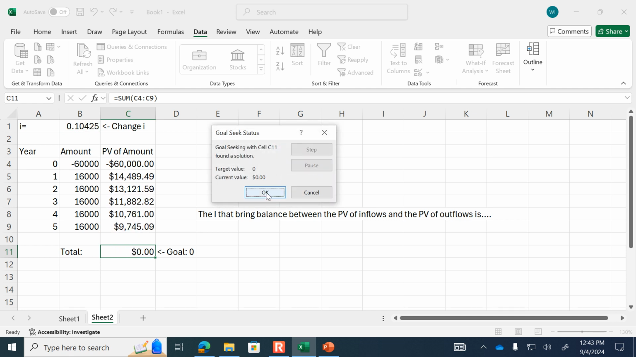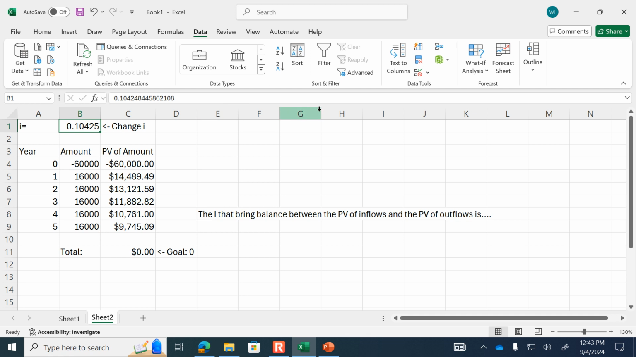All right, so it found that the rate of return is 10.425%. So that's one way to solve for it. And in part E, it also says that we have a function that's just called equals rate. It's been a while since I did that one. Let's use the rate function.